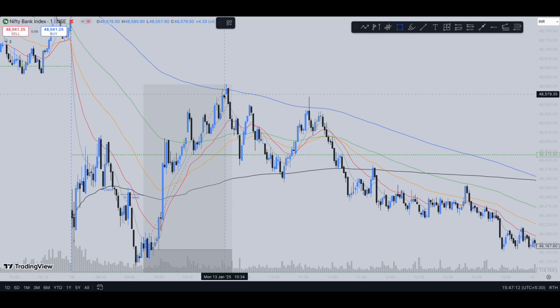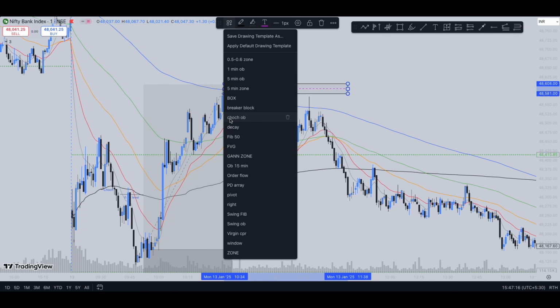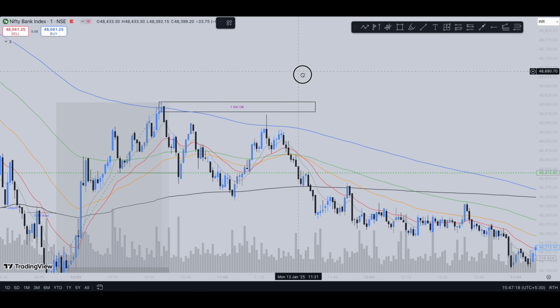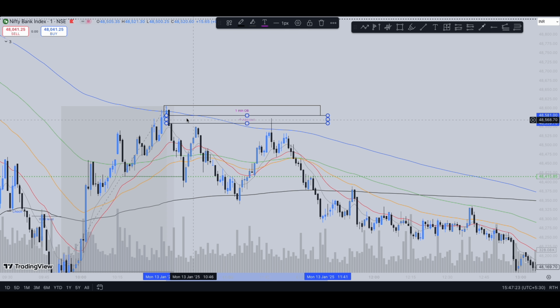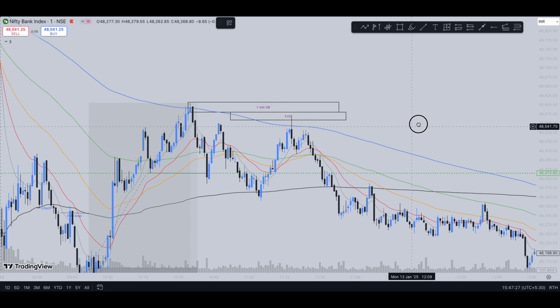Clearly showing that the market is bearish, and this is a 1 minute order block, and it broke structure towards the downside with a fair value gap over here. This is the fair value gap, guys.